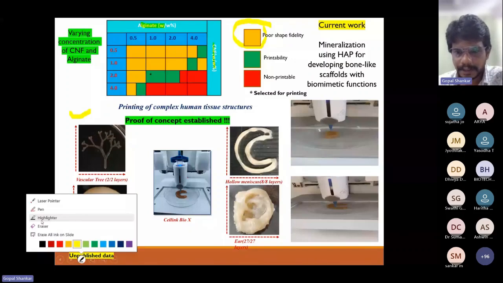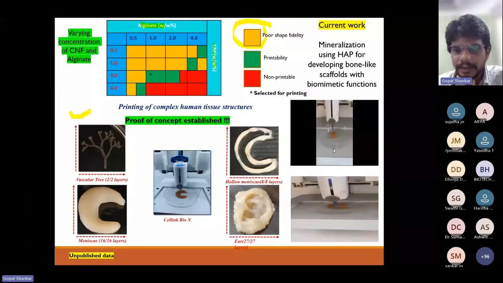I don't know if I can play this. So you see here we are printing the human ear. You see how it prints.